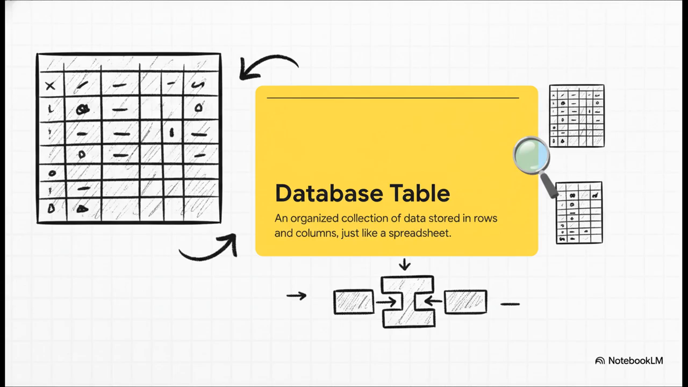And here's the cool part. If you've ever used a spreadsheet, like Excel or Google Sheets, you already get the basic idea. A table is just a grid for organizing information. Each row is a unique thing, like a user or a product, and each column is a specific piece of information about that thing, like a username or a price.